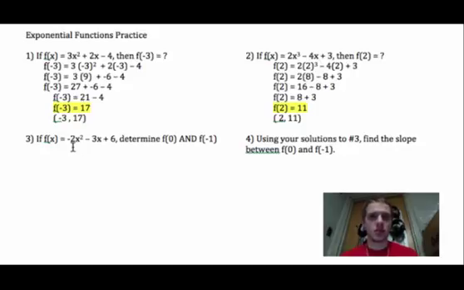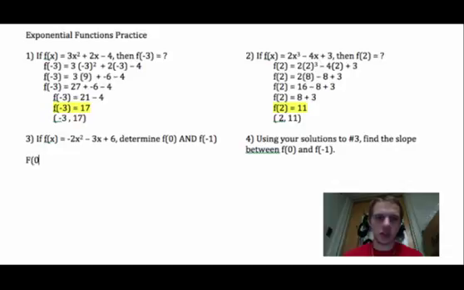Number 3, you got two different functions to solve. One, when you set x equal to 0. Another one, where you set x equal to -1. So number 3, you've got two problems to complete. Once again, try solving this one on your own before you watch the solution part.